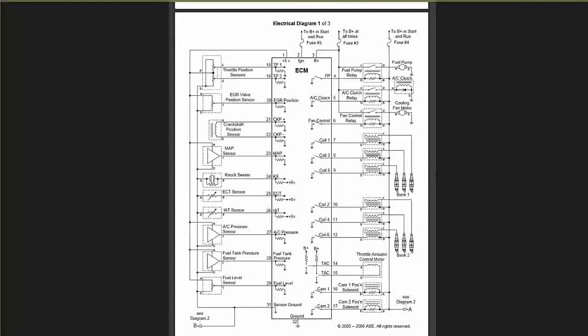Left side of the diagram. Let's talk about throttle position sensor number one. Pin 18 is your throttle position sensor number one. That's your signal line into the PCM. Pin 18 is your signal into the PCM.